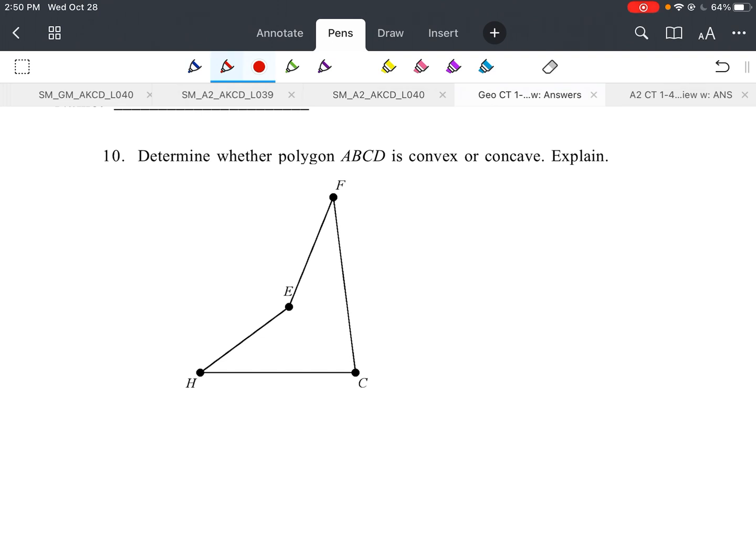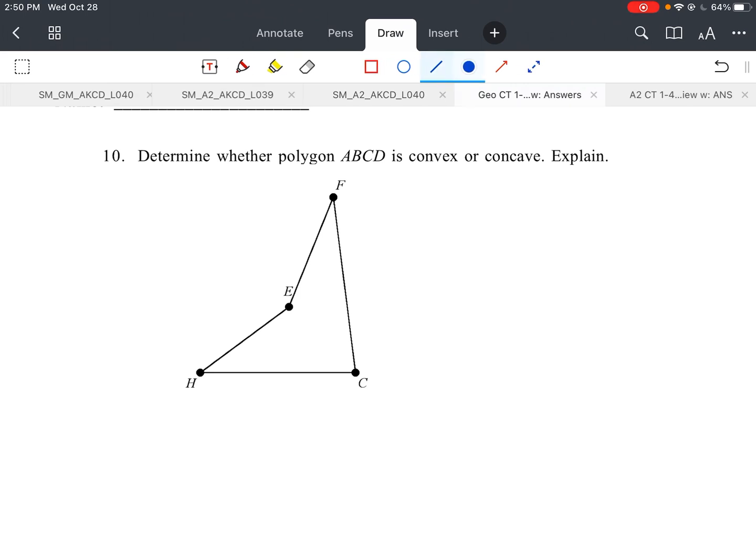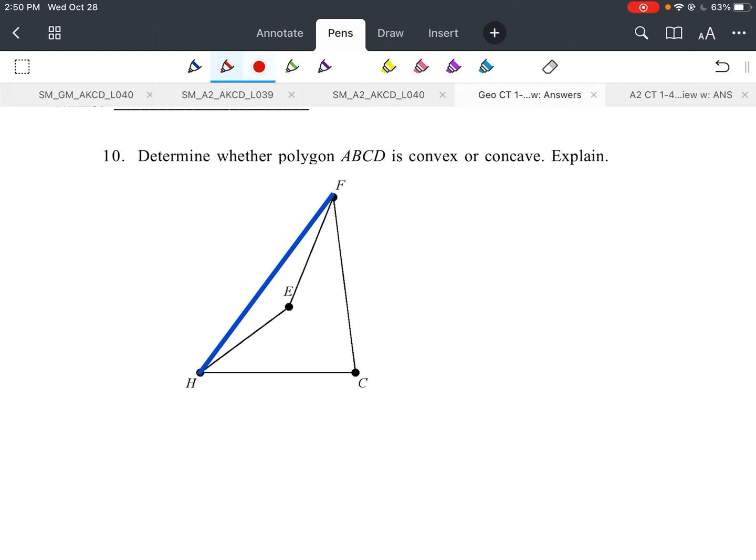All right. Number 10, determine whether polygon ABCD is convex or concave. Convex and concave. Well, concave means you connect your vertices, and this connection between two vertices is outside the shape, then it's concave. Concave, I always remember like a cave. Can you draw a little man in the cave? Hey, I'm in the cave. All right. So concave like a cave, convex for most things, okay?